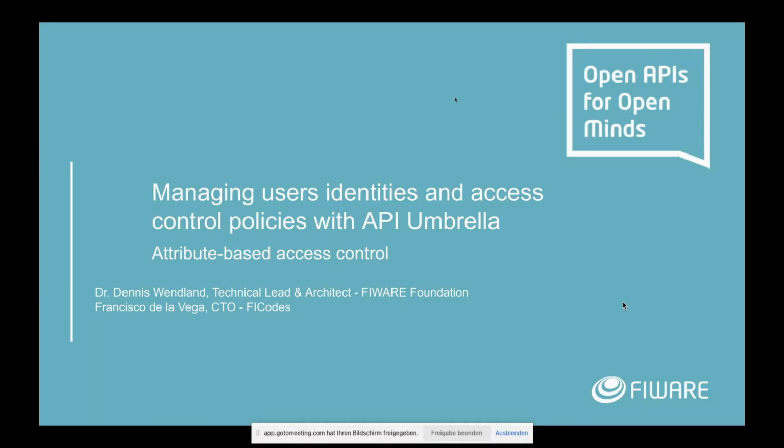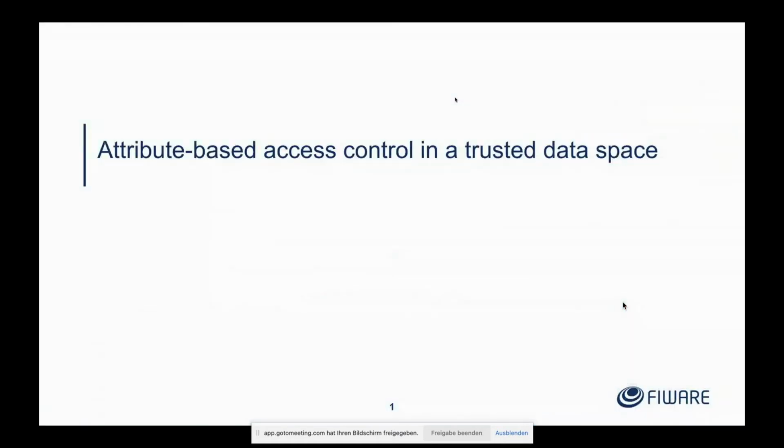All right. So what I want to show now is the advanced use case where you want to have attribute-based access control on your APIs. And this whole use case is implemented within a trusted data space. And we implemented this as a part of a project called I4Trust.